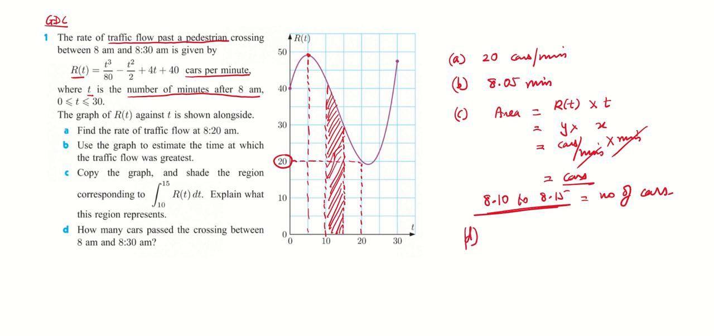Part D, how many cars? If you want the number of cars, you have to integrate the rate with respect to time, dt, from 0 to 30. So if you put this in your calculator, you'll get 1000 and something. So this is the number of cars that will pass the pedestrian.